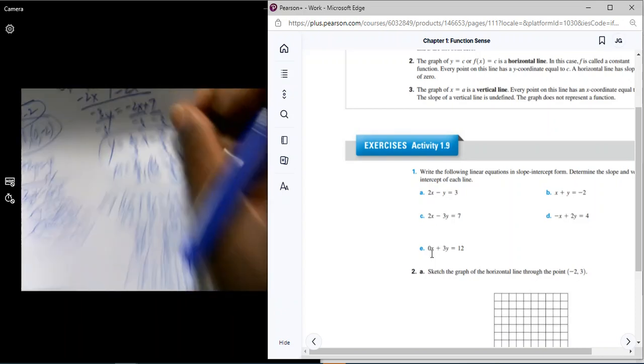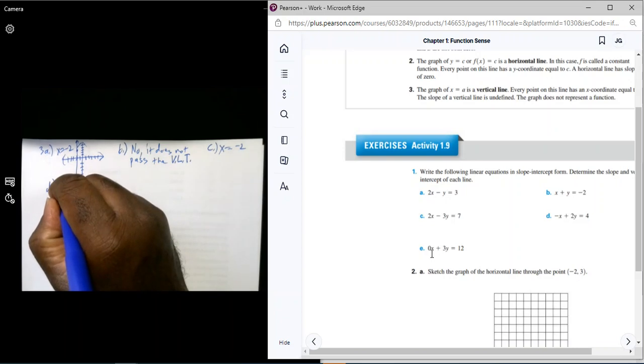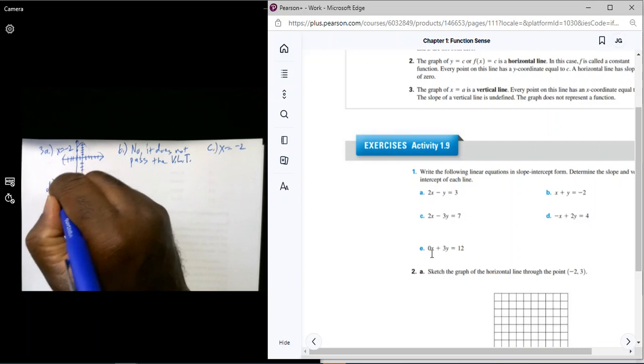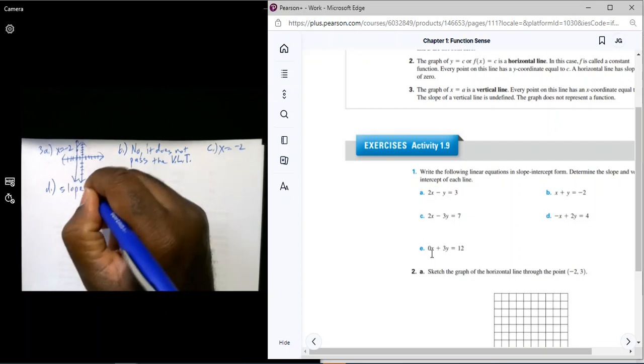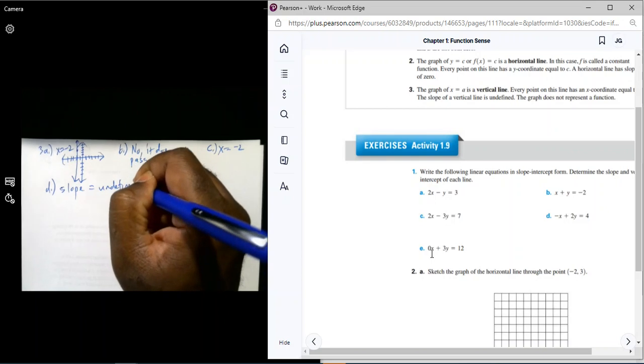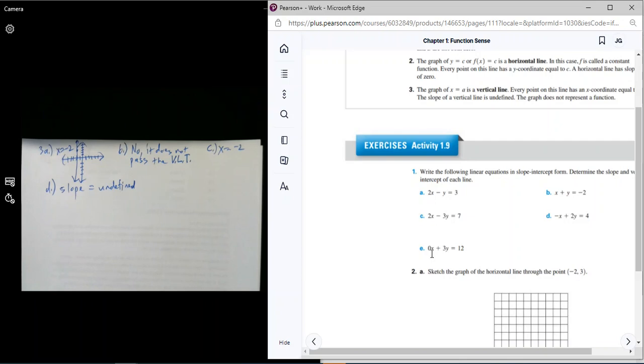When x is equal to a number, that means that the slope is undefined. So whenever you have x is equal to a number and no variable, no y value, that means that the slope is equal to undefined. The slope is undefined. Now we move here to E.